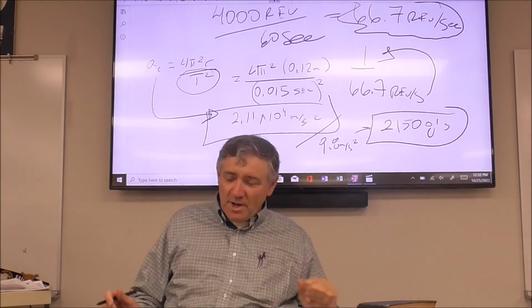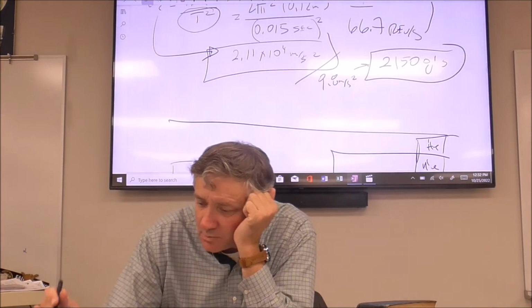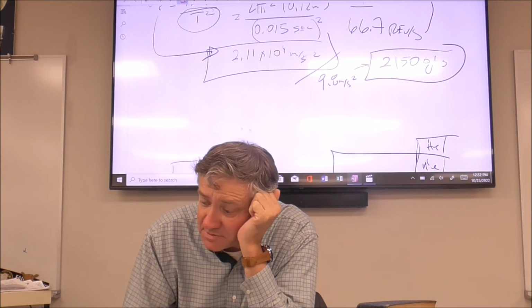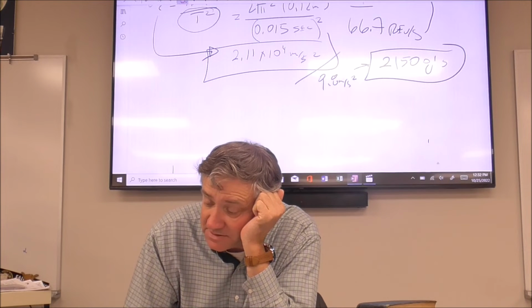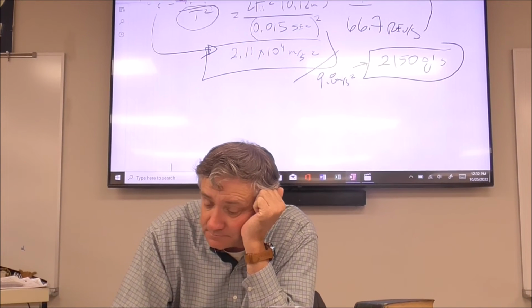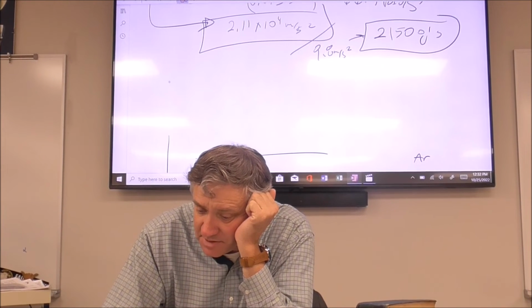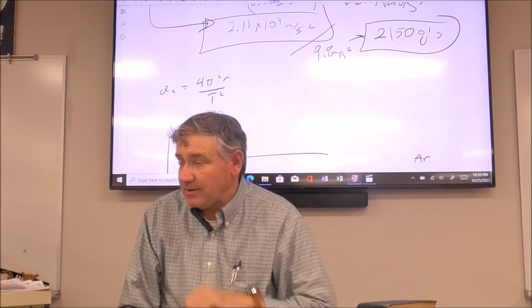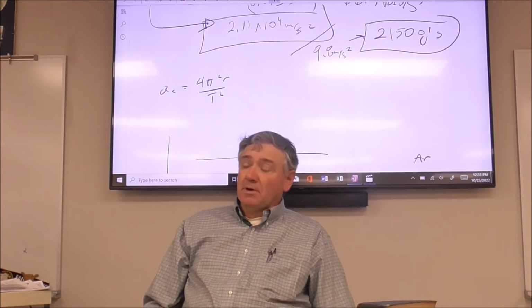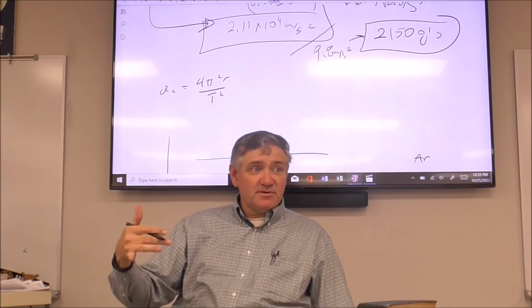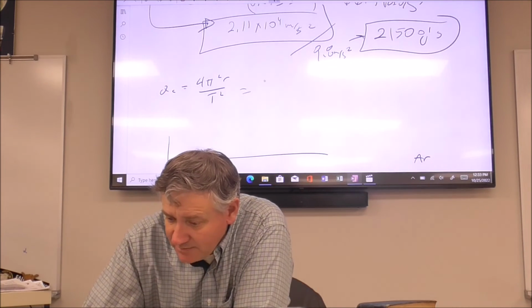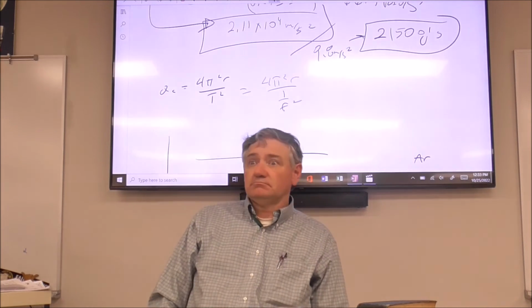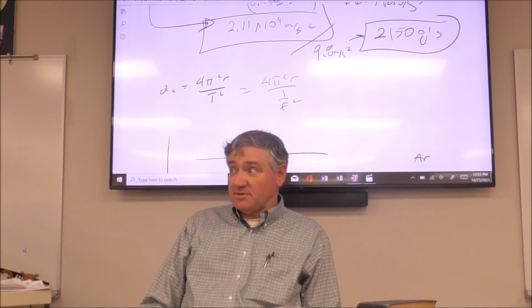But wait, there is another way. What you could do, and this is just a personal preference, okay? The other thing you could do is, we know that centripetal acceleration equals 4 pi squared r over t squared. But we just said that period is the inverse of frequency. So we could write this as 4 pi squared r times 1 over f squared. All it is is a simple substitution.